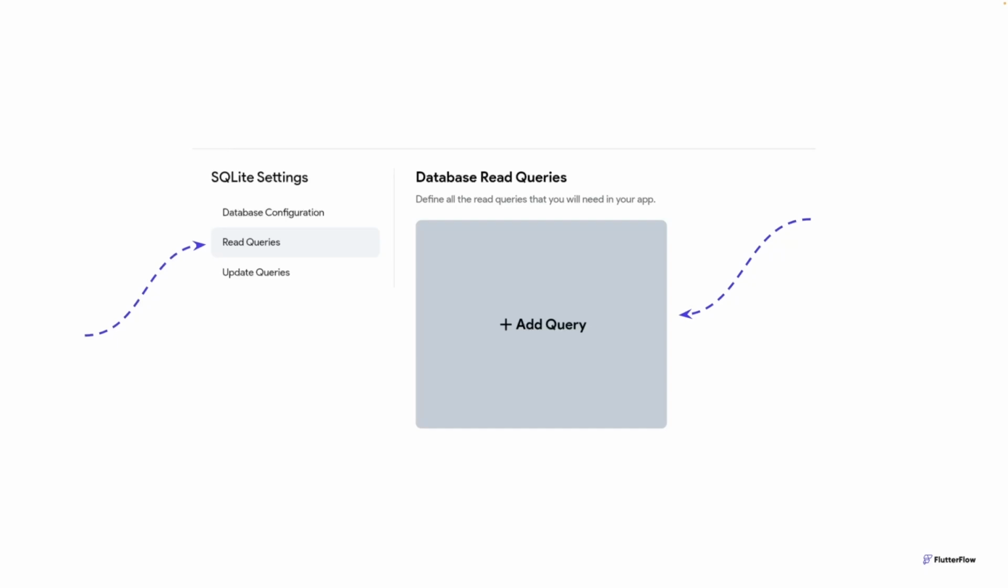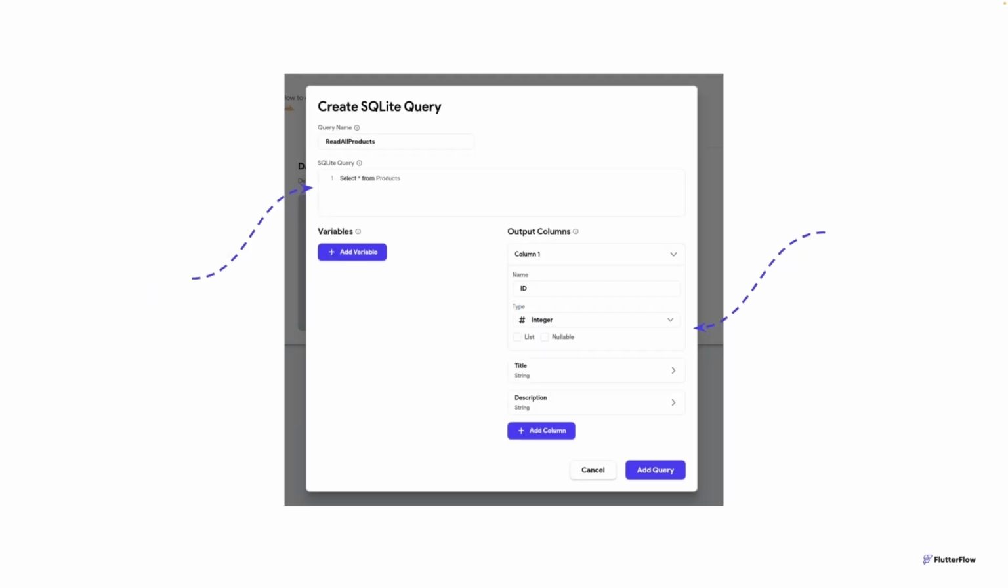You can define both read and update queries in FlutterFlow. Let's do two examples here. In this example, we will retrieve all products from the database. Notice here I'm using the select keyword and star to retrieve all columns and rows from the database. In the output columns, you can map only the columns that you need, for example, ID, title, or description.